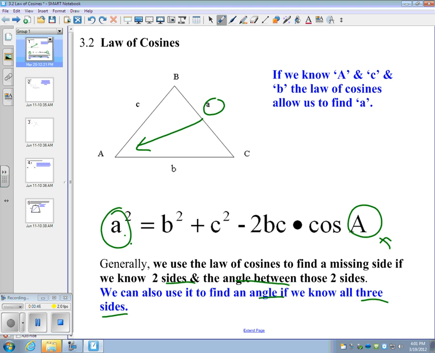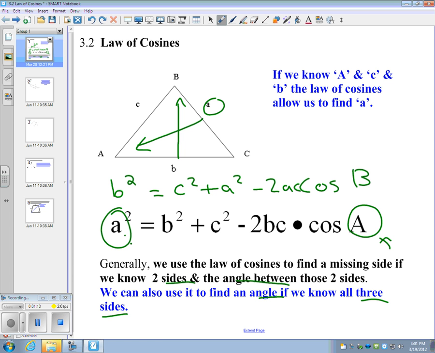So sometimes they'll mix up the letters, but don't be scared, okay? For instance, if I wanted to find B squared, I could put B squared here. What matters is that I have cos of B directly across from it. And then here goes the other two side lengths in any order. I could go C squared plus A squared minus 2AC or 2CA. Okay, that's the relationship that's important.